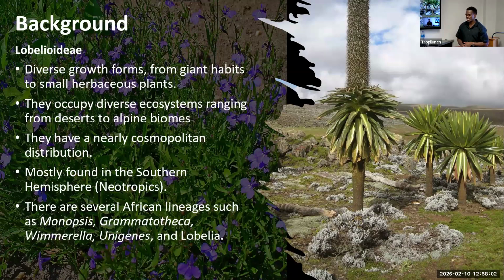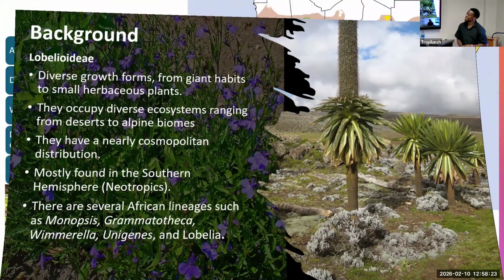We do have many lineages in Africa, such as Monopsis, Campanulaceae, Umbrella unigens, and Lobelia. Some of those are endemic to Africa, like Monopsis and Campanulaceae. They're found in Africa only. And now I'm going to talk about Monopsis only, and see how it goes.